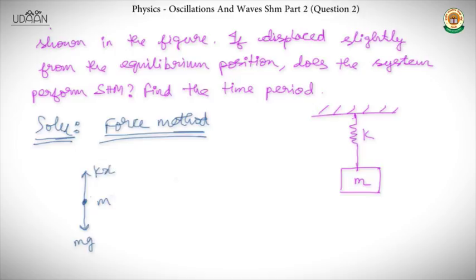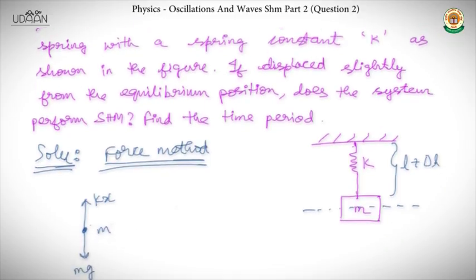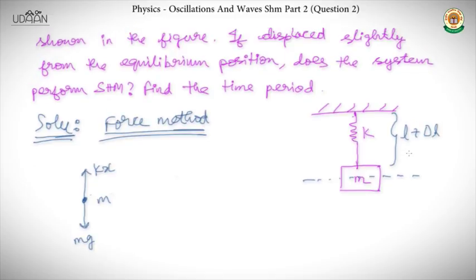So first let me explain to you about which point it executes the SHM. It executes SHM about equilibrium position, as we know, but equilibrium position is not at the natural length of the spring, but it is at a length of natural length L plus another delta L, because after you attach the mass, the spring extends by a length delta L to accommodate for the mass. So it executes SHM about this position, which is at L plus delta L.